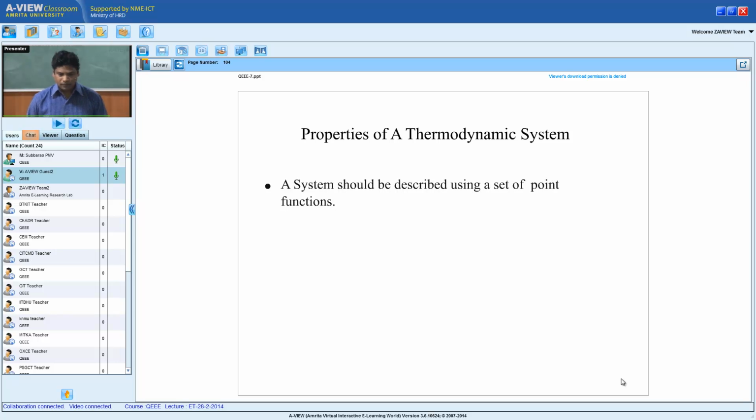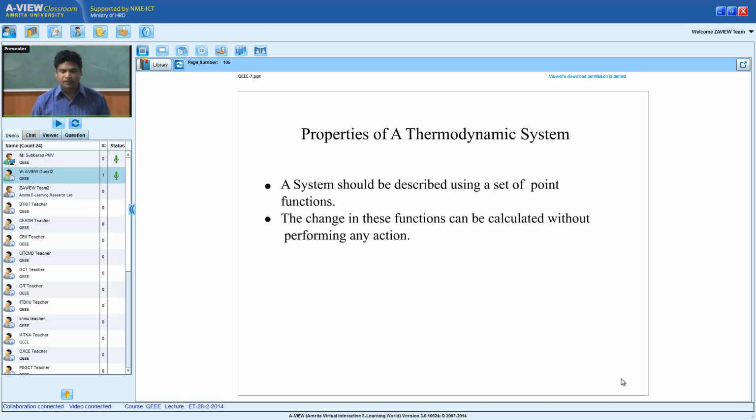A system should be described using a set of point functions or properties. Okay, the moment I do this particular point function, the change in these functions can be calculated without performing any action. I don't have to do any kind of creative action to know what could be the change of A, what could be the change of B. You can always predict, you can always calculate without doing the action also. That is the greatness of this one.